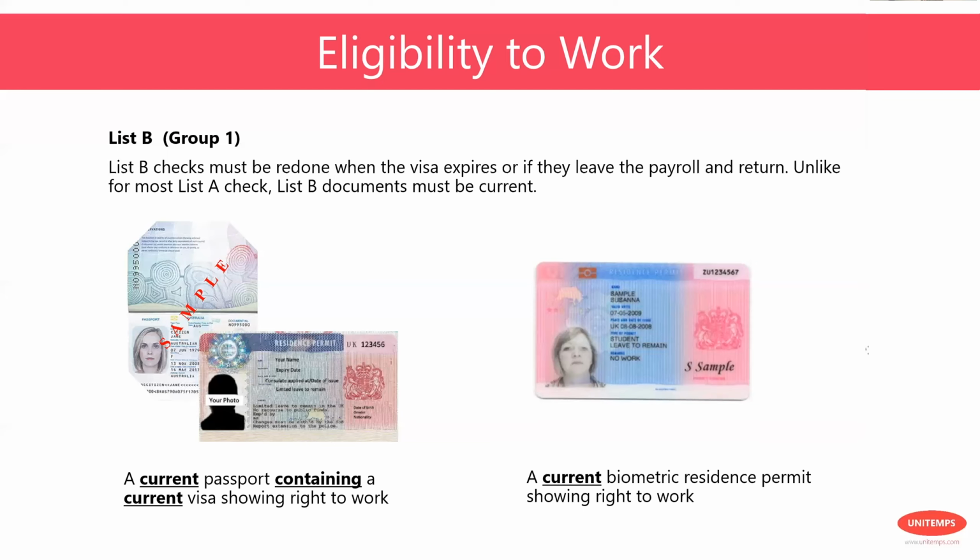If they give you something that's not on that list, then you need to turn them away and ask them to provide an official document. So for example, things like driving licenses are not on the government list, so you cannot prove right to work with a driving license, which I think is quite a common mistake that students make.